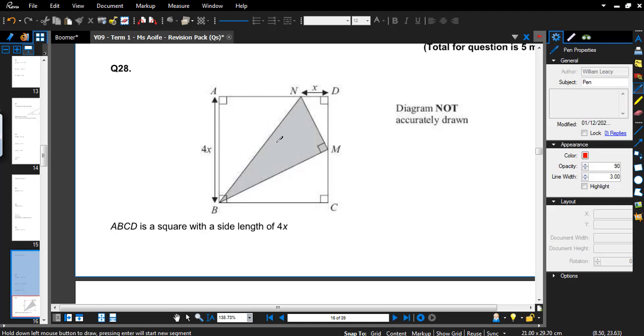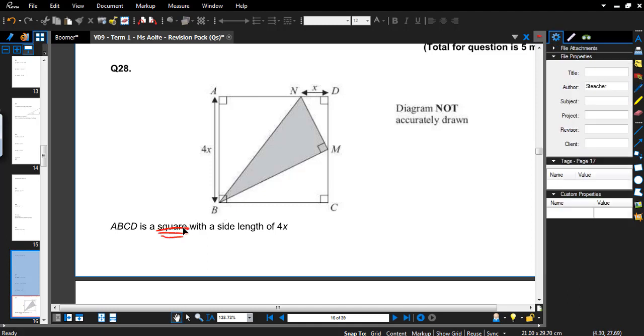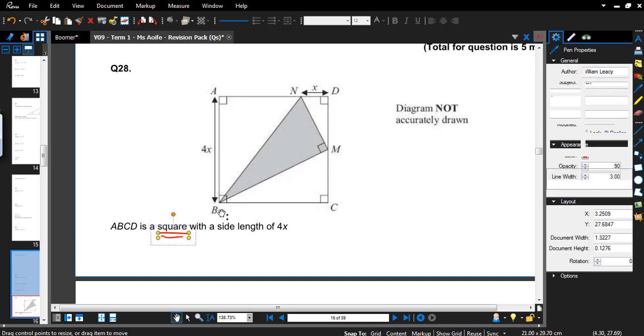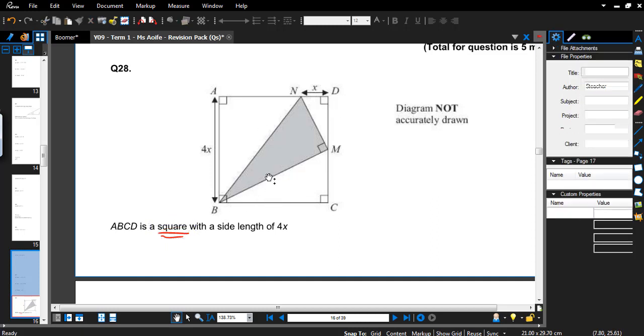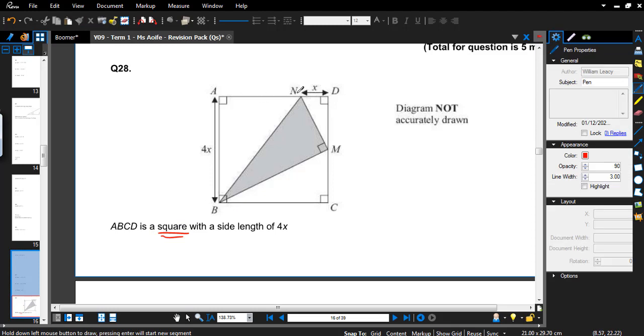Now let's look at the white areas. So how do we get the grey area? Well, if we get the area of the entire square, we're told it's a square. If we get the area of the entire square, then take away the 3 white triangles and we'll get the area of the grey triangle. That's what we want. Alright, let's mark in what we know.